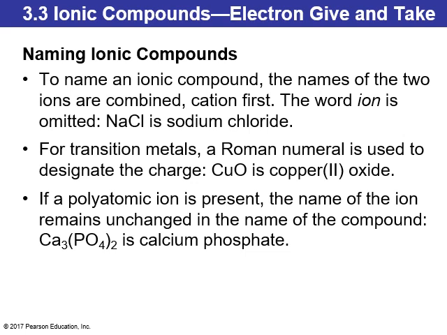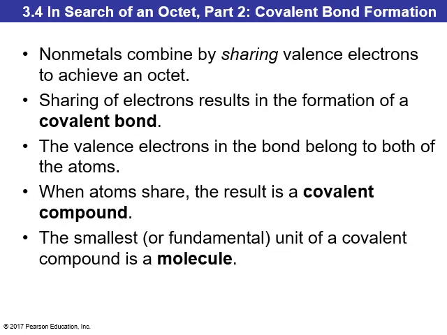Polyatomics are pretty easy. You're just going to name the ion and then name the polyatomic ion. So this would be calcium phosphate. Calcium is always going to have a +2 charge, so we don't have to specify what kind of calcium we're talking about. Phosphate is always going to have a -3 charge as well. So we don't have to specify that when we're naming ionic compounds with polyatomics. We'll just say calcium phosphate.